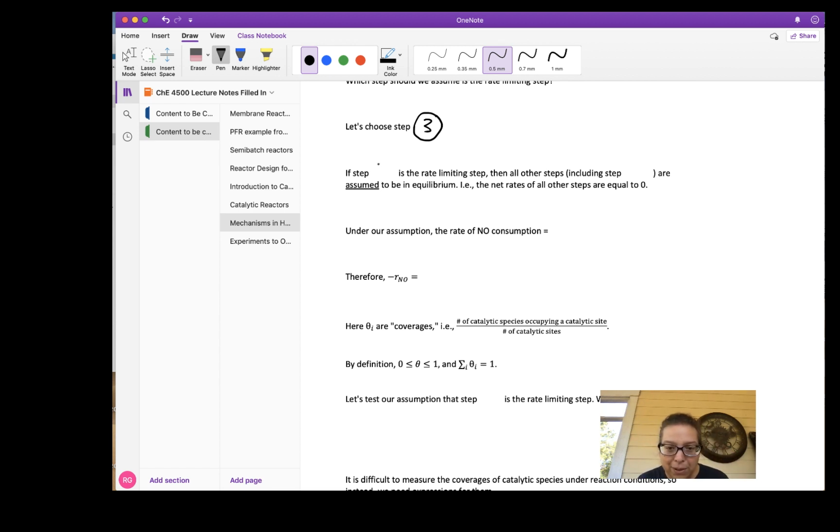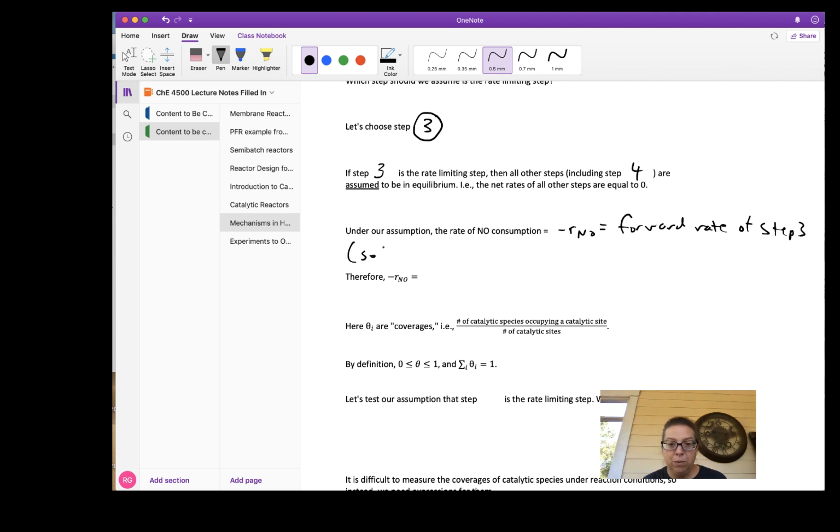So if step 3 is the rate limiting step, then all other steps, including step 4, are assumed to be in equilibrium. So that means that their net rates are equal to 0. So under this assumption, the rate of NO consumption, r_NO, is equal to the forward rate of step 3.